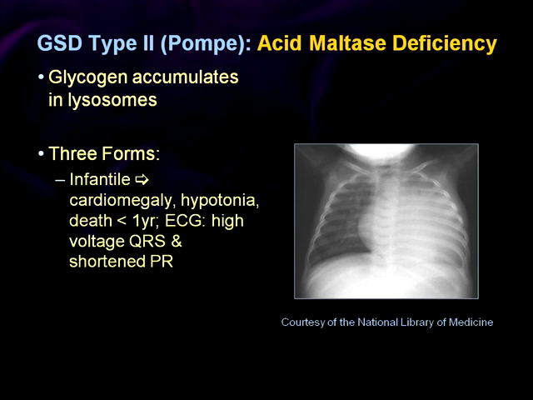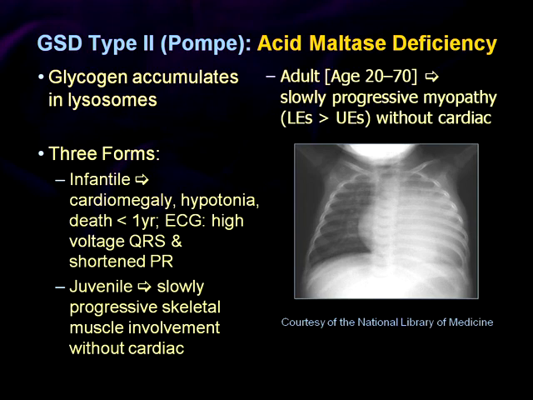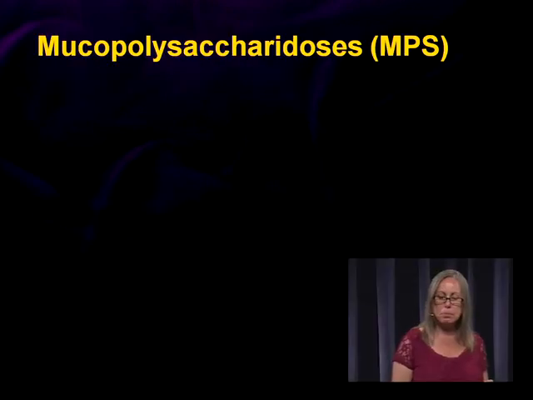The infantile form gives you cardiomegaly, hypotonia, and death usually less than a year of age. You can have a high voltage QRS and a shortened PR interval on your EKG. Juvenile form: slowly progressive skeletal muscle involvement without the cardiac involvement. And then adult can onset anywhere from 20 to 70 years of age, and it's a slowly progressive myopathy with the lower extremities more affected than the upper extremities and no cardiac involvement.